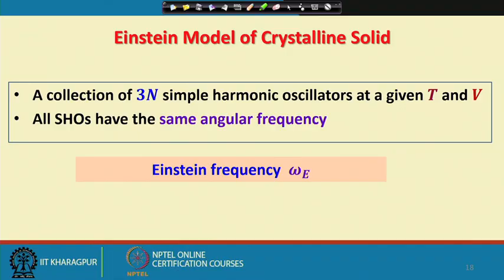So, at this stage we can revisit the Einstein model of solids and say that here I am going to describe the vibrational motion of the atoms in terms of a collection of 3n simple harmonic oscillators at a given temperature and volume, and let us also assume that all these simple harmonic oscillators have the same angular frequency, and this frequency is given the name Einstein frequency.